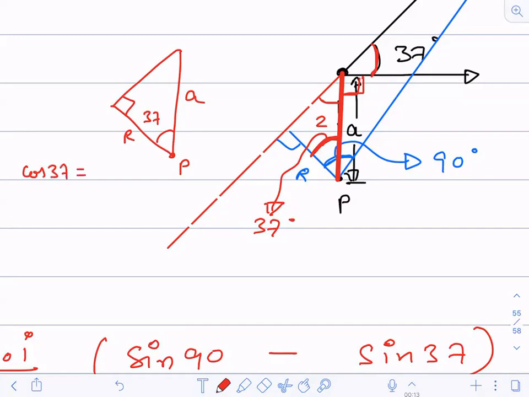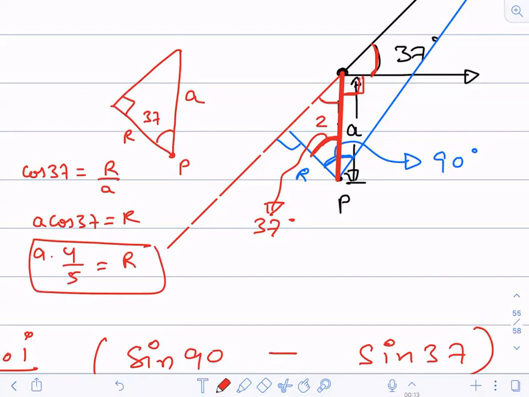Is it base upon hypotenuse? What is base? R. What is hypotenuse? A. So A cos 37 will be R. And what is cos 37? It is 4 by 5. And cos 53 is 3 by 5. Like this I have got.